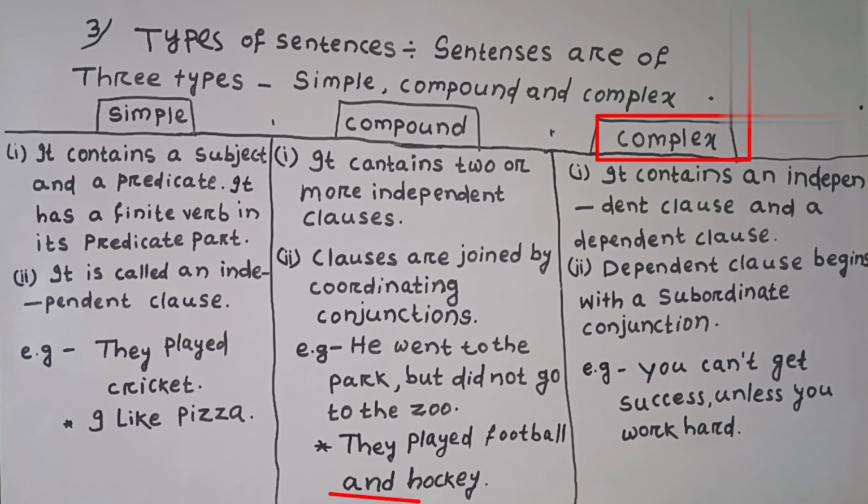Next, complex sentence. It contains an independent clause and a dependent clause. Dependent clause begins with a subordinate conjunction. You can't get success unless you work hard. Here, unless is a subordinate conjunction.